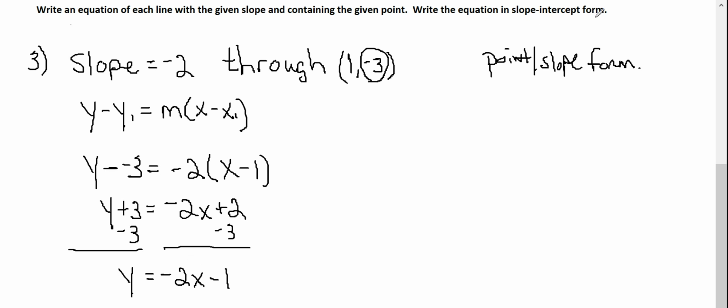Write the equation in slope-intercept form. This is slope-intercept form here, so it looks like I'm done. This is the equation of slope negative 2 through 1, negative 3. Okay, and that's how you do those. Do we have another? I have another one coming up with number 7.